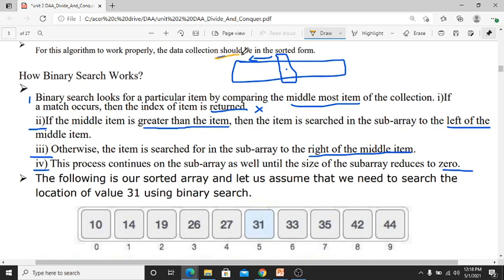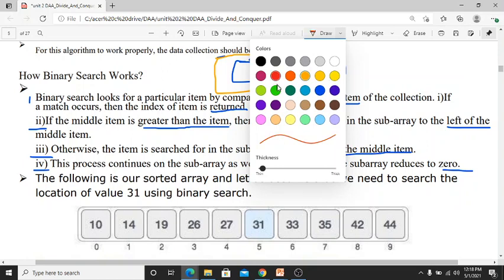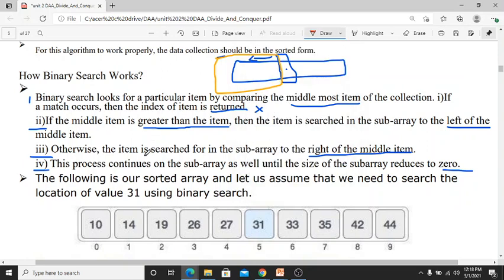You need to search only this part. You no need to search on the right side, because the middle element is greater than the element you are searching for, so we need to check in the left side. If the middle element is less than the item, then you should search at the right side. You no need to search on the left side. So this is the thing.